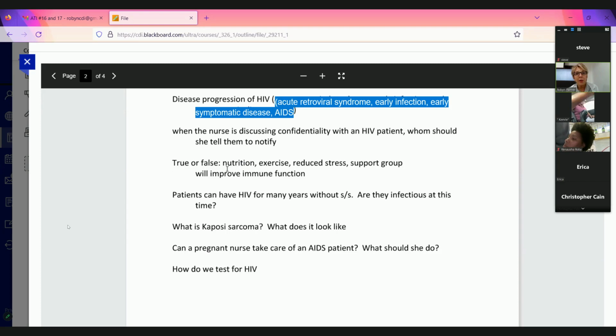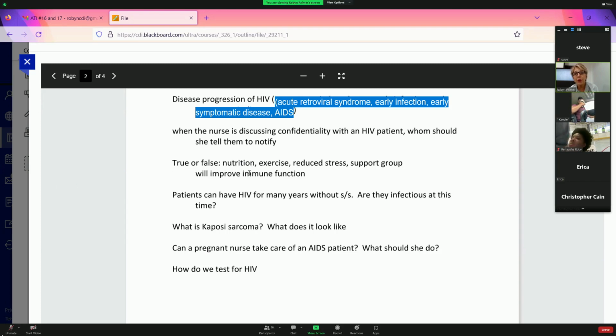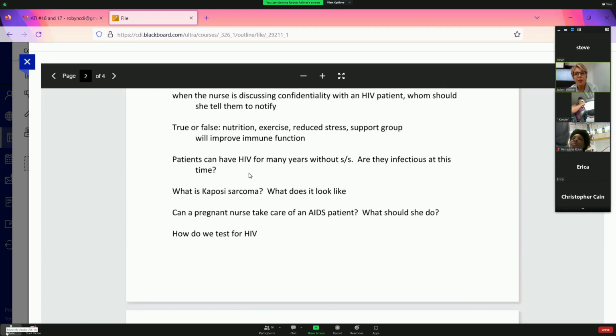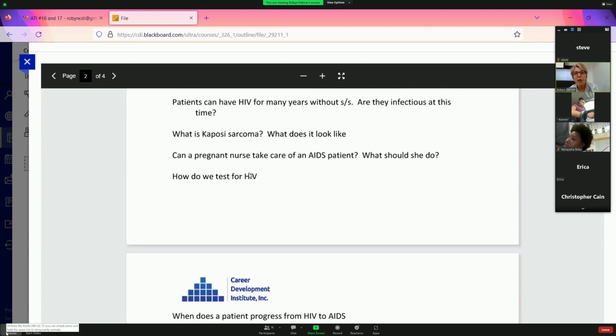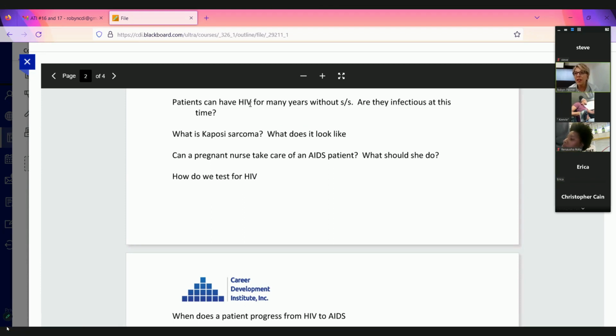All right. True or false? Nutrition, exercise, reducing stress, and support groups will improve your immune function. Absolutely true. Patients can have HIV for many years, right? They can go 20 years with HIV and not even know they have it. Are they still infectious? Yes.